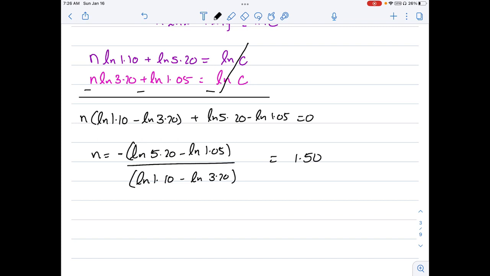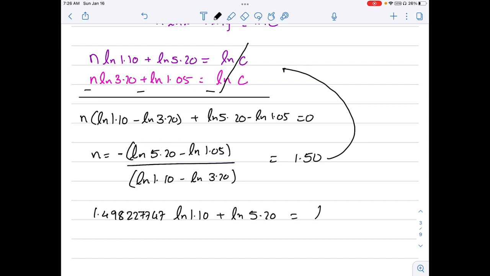Now we have to substitute this n value in any one of the equations. I substitute in the first one. When you are substituting, use the full calculator display, so it is 1.49822777 to be on the safer side. Times ln 1.10 plus ln 5.20 should be equal to ln c. So c is equal to e to the power of this entire thing.